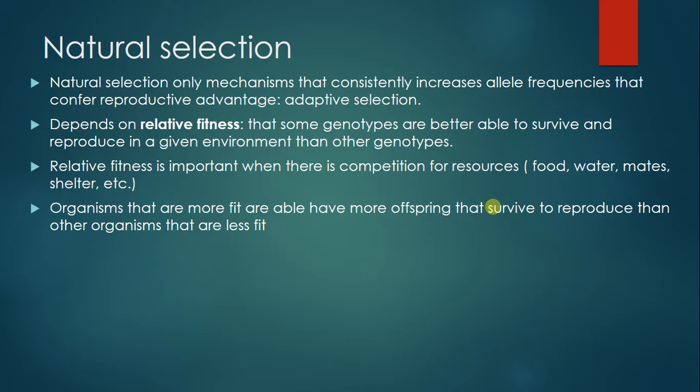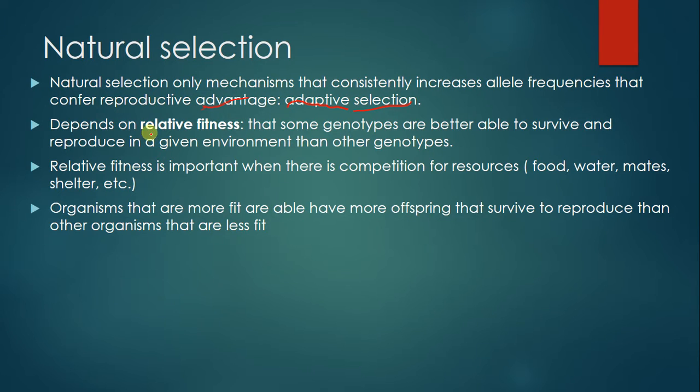The third thing, we kind of talked about this already, but natural selection is also the third mechanism by which evolution can happen. And it's the only mechanism that consistently increases the frequencies of alleles that confer reproductive advantage. This is what's called adaptive selection. So natural selection is the only one of these three mechanisms that increases the allelic frequencies of alleles that confer advantages. Gene flow and genetic drift don't necessarily increase allelic frequencies of advantageous genes.